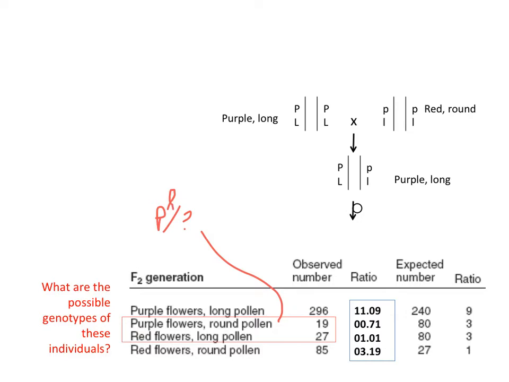Remember, we're talking about linkage. So if the big P is on the same chromosome as little l, wait a second. So you're telling me a genotype that's big P over something and little l over little l makes a purple flowered round pollen plant. How did you get a big P with a little l?